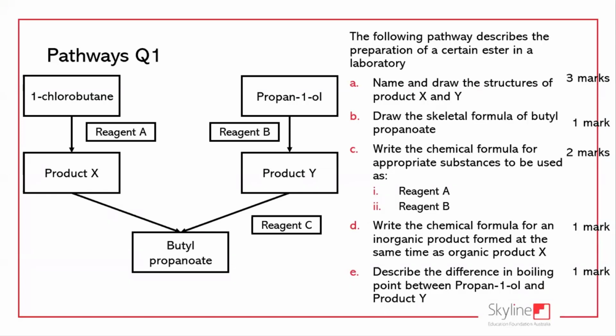All right, here is a classic question from an exam. So this is, I've done this one myself, but it's based very much on exam style questions. We have a pathway and we're producing butyl propanoate. We're starting with 1-chlorobutane and propan-1-ol. So what I'd love for you guys to do, I'll give you maybe 5 or 6 minutes.